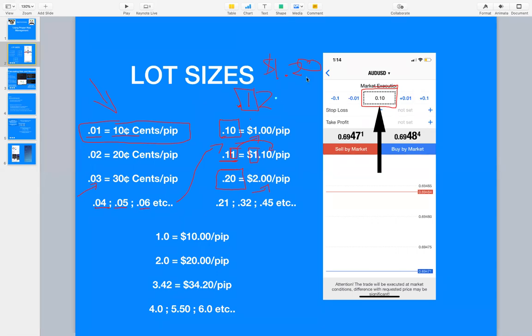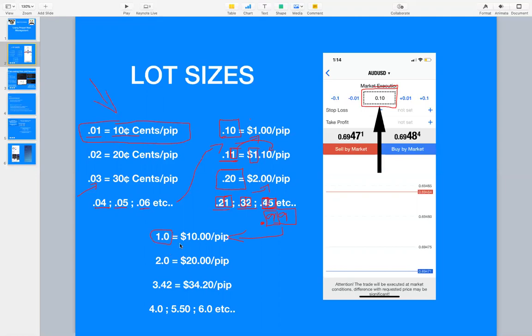So guys, super simple. For example, 0.21, 0.32, 0.45. This is the dollar. So that's $2.10. This is the dollar. So that's $3.20. 0.45, I'll give you a couple seconds to guess it, $4.50. Super basic. Now, as soon as you get to a 0.99, which is $9.90, you go into a 1.0.